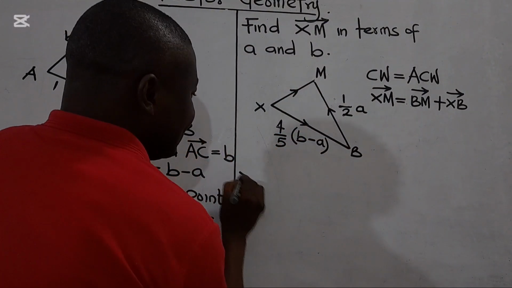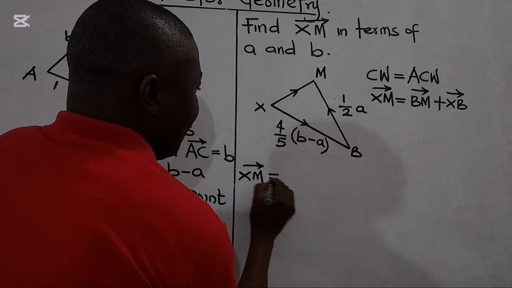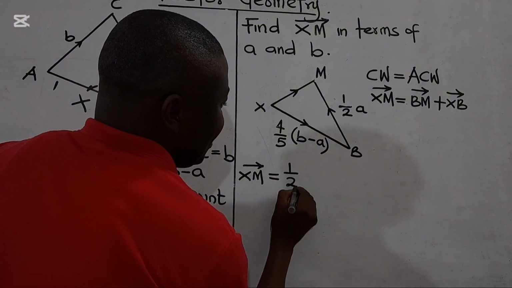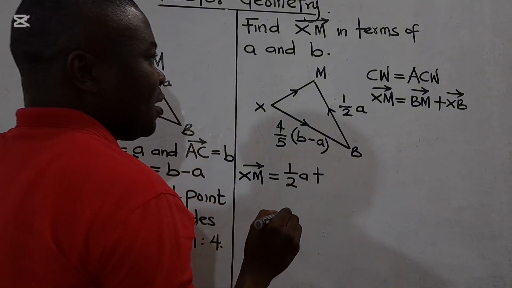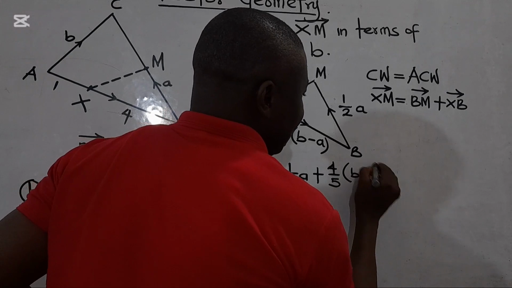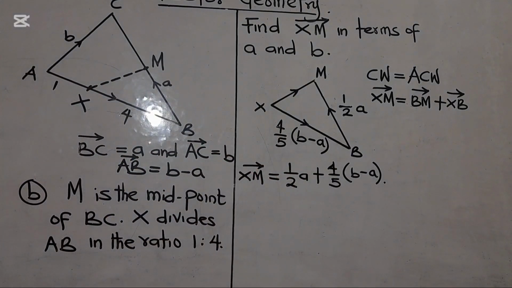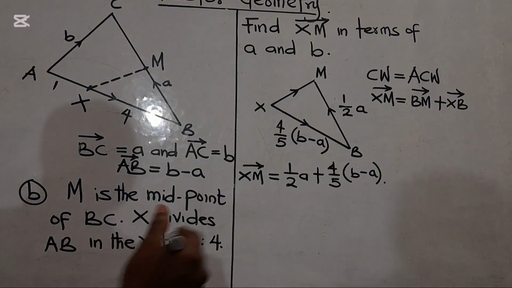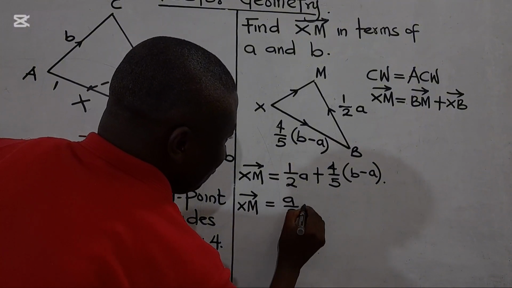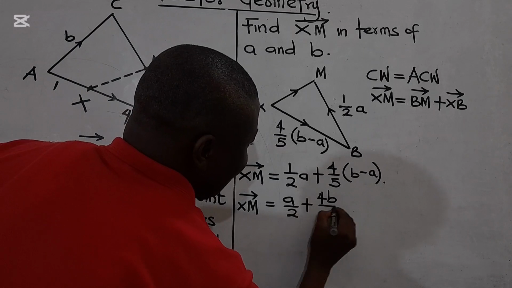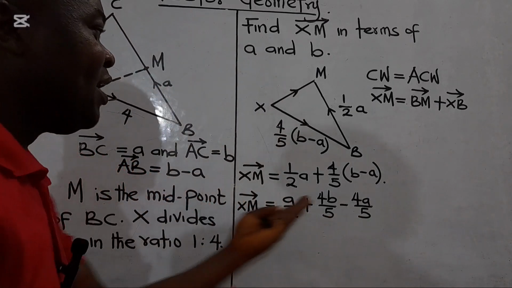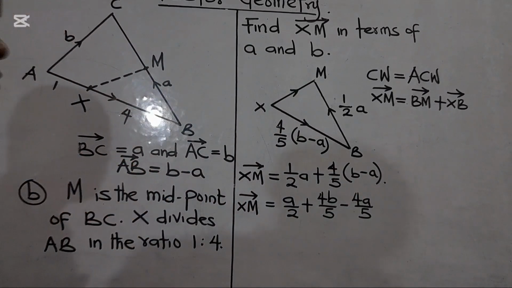This we have as XM will be BM, which is 1/2 A, plus XB, which is 4/5 bracket B minus A. Now let's bring them together. XM gives A/2 plus 4B/5 minus 4A/5. What did I do? I only opened the bracket.